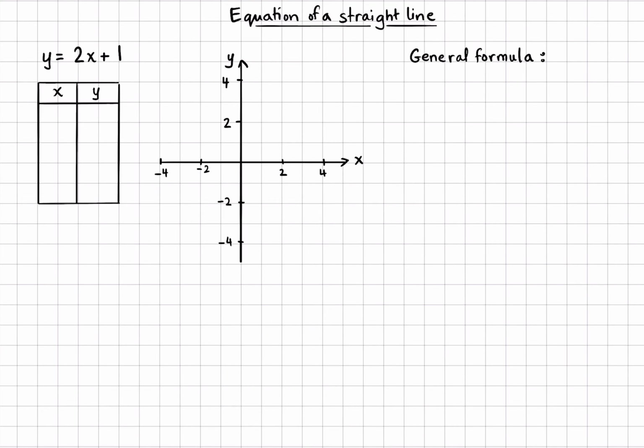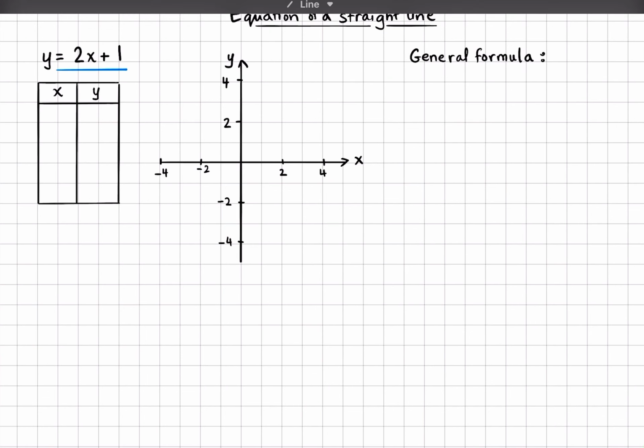We're continuing our topic on linear functions, and in this video we're going to introduce the general equation for a straight line. But before we do that, I want to show you how the general formula actually works. To do that, we're going to start off with an equation for a straight line, and I wrote it down here: y equals 2x plus 1. What we're going to do now is plot this line.